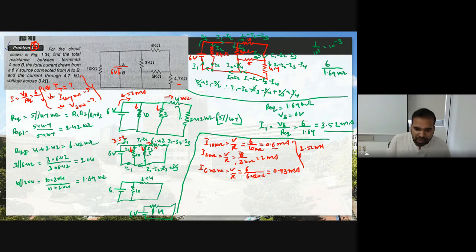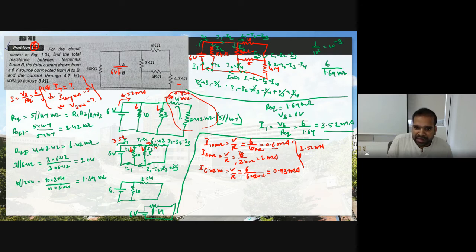Now where is the 4.7 kilo ohm? See, 10, 3, 4.7, this is the 4. Now how much current is flowing at 4.7 here? This 6.42 kilo ohm resistor is the simplified form of this particular one, right? Yes. See here, this 6.42 kilo ohm is the equivalent resistor of the 4 and this particular 2.42. That means how much current is flowing here? The current flowing is what?